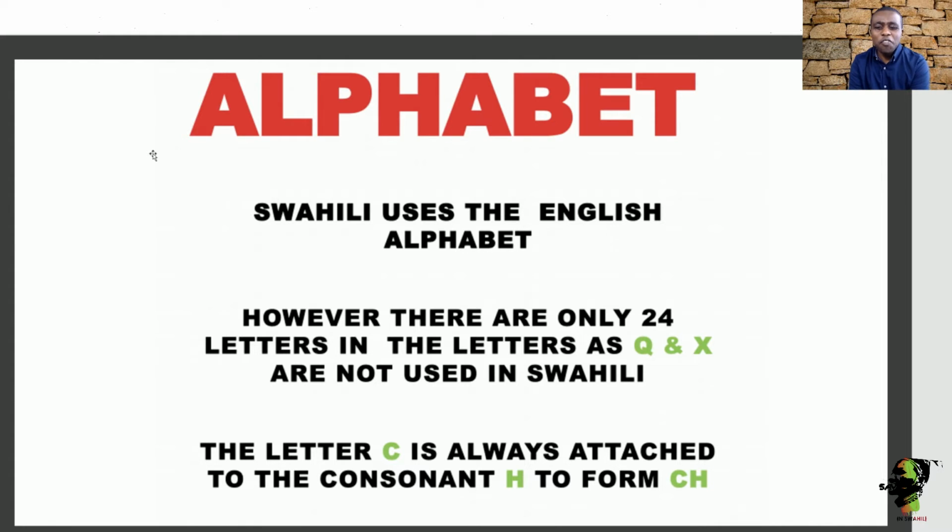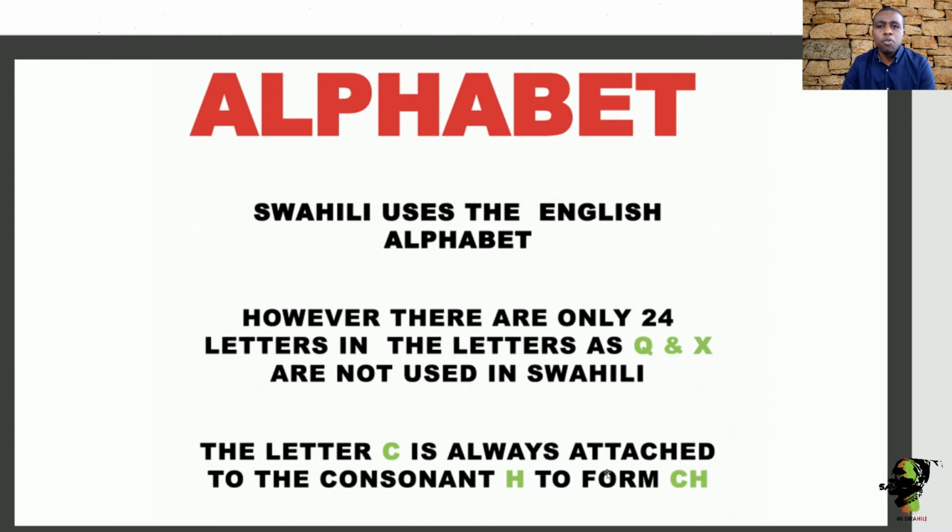The Swahili alphabet. Exciting. Swahili uses the English alphabet. However, there are only 24 letters in the Swahili alphabet that you're going to be using, because the letters Q and X are not used in Swahili. And the letter C is always going to be attached to an H. So you will never see C on its own, but C and H together to form the CH sound, which is going to be ch.